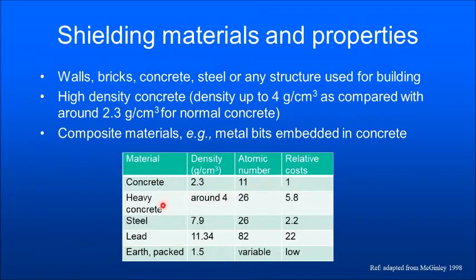If you use heavy concrete with atomic density around 4 and atomic number 26, the cost would go up to about 5.8 times. This is an approximate value. If you use steel, again, you can reduce significant space because the density is almost 4 times the density of concrete. So the thickness would come down by 4 times. Lead, the thickness will come down by nearly 5 times. So it would be a good idea to use these high density materials.